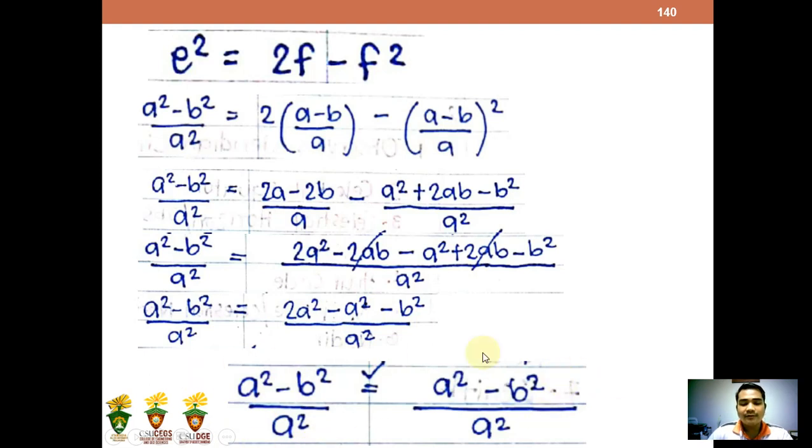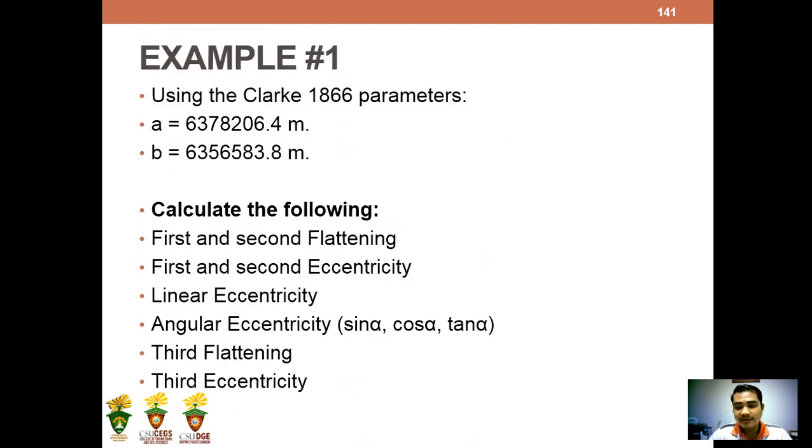So, therefore, it is proven. It is proven that e squared is equal to 2f minus f squared. So again, focus on this part about proving, since you will have a problem set regarding how to prove the equations in the rotational ellipsoids. Alright, so let's go to the example.